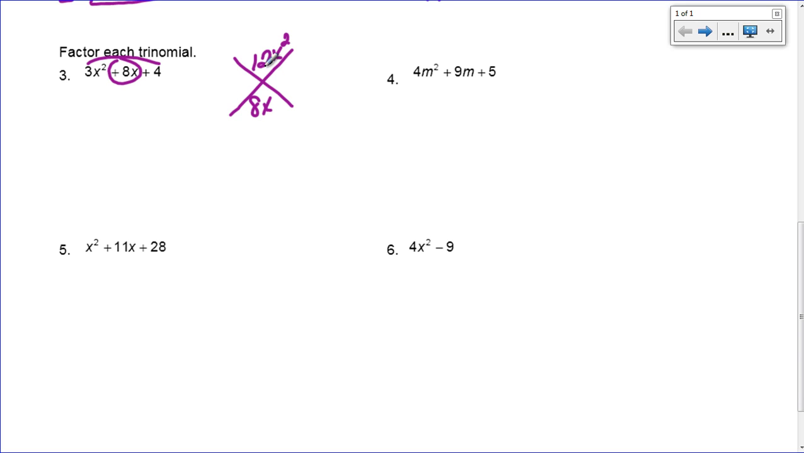So they multiply to make 12 and add to equal 8. I'm going to start listing factors of 12. Here's how I do it. I make myself a T-chart, and I know that I need it to equal 12.